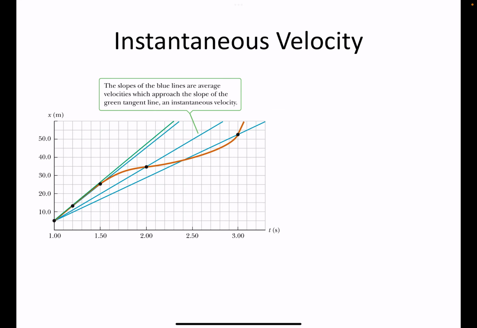Graphically, the instantaneous velocity at a specific time is the slope of the tangent line to the position versus time curve at that exact point in time. It tells us how fast the object is moving and in what direction at that moment.